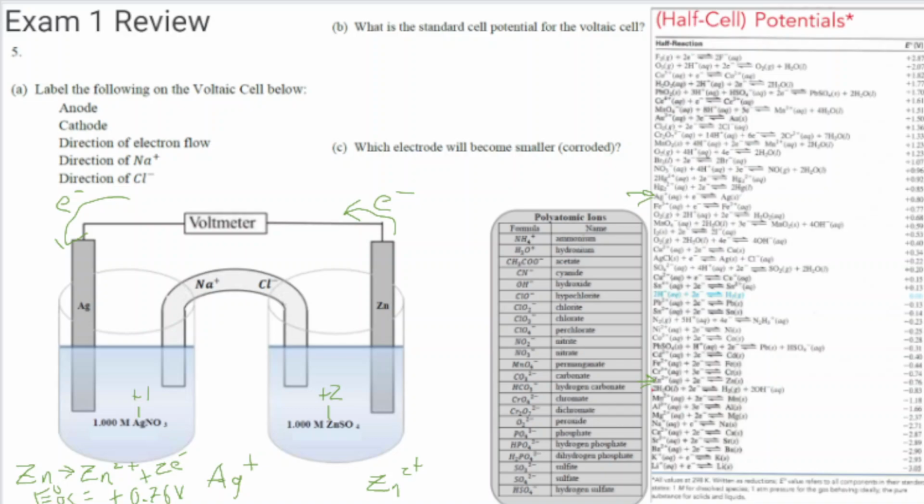Now we need to label the anode and cathode. All right, so the anode is where the electrons are coming from. And the cathode is where the electrons are going into.